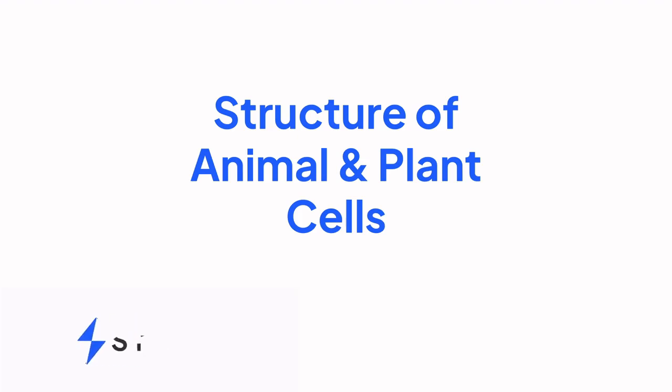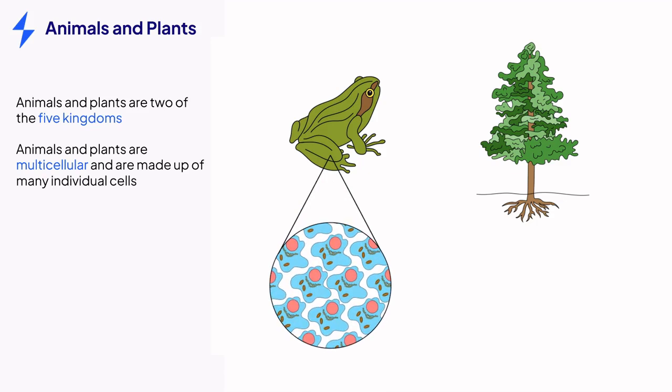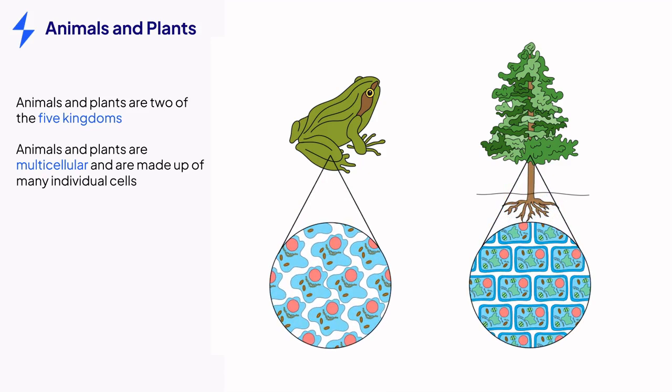This video is on the topic of structure of plant and animal cells and will cover the cellular structures found in each cell type. Animals and plants are two of the five kingdoms, along with fungi, protoctists, and prokaryotes. They are multicellular organisms, which means that they are made up of many individual cells. Animals are made up of animal cells, while plants are made up of plant cells.